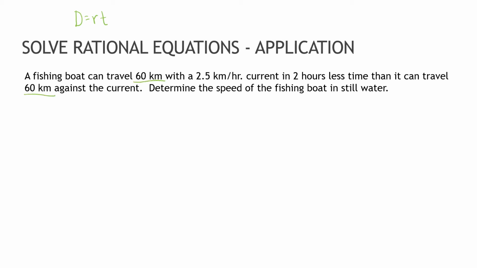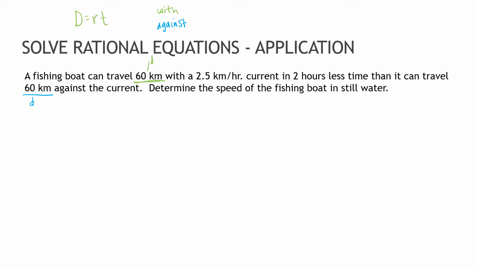So we see 60 kilometers twice, that's distance, and I'm going to use two different colors here. I'm going to use green for with the current, and blue for against the current. What I know about with the current is 60 kilometers, and I also know 60 kilometers against the current. So that is a distance for both of them. Now keep in mind, I'll have a rate and I'll have a time for both of them.